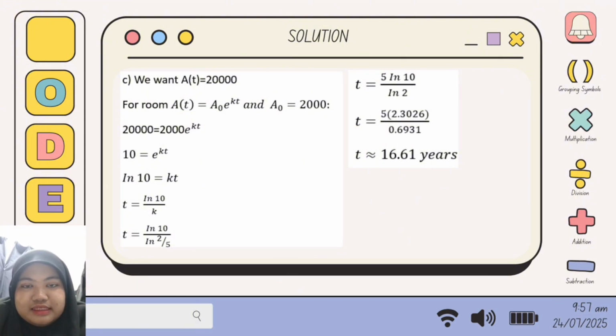So the answer is approximately 16.6 years. So in conclusion, for part A, the growth rate is 0.1386 per year, and for part B, the amount after 10 years is RM8,000, and last for part C, the time required to reach RM20,000 is approximately 16.6 years. So that's all.